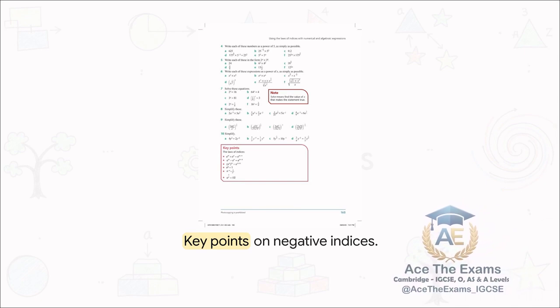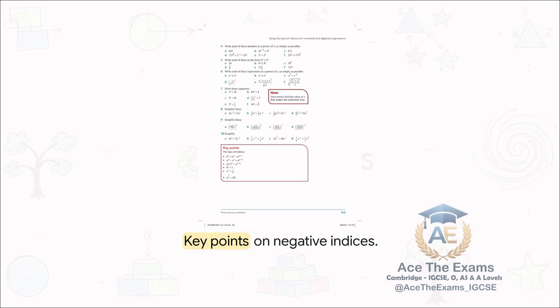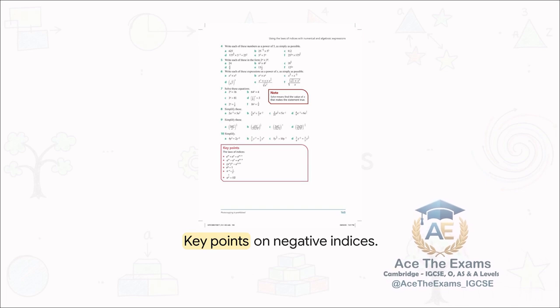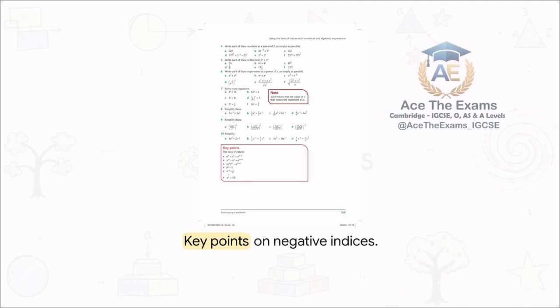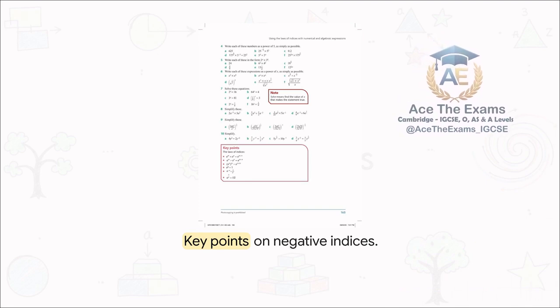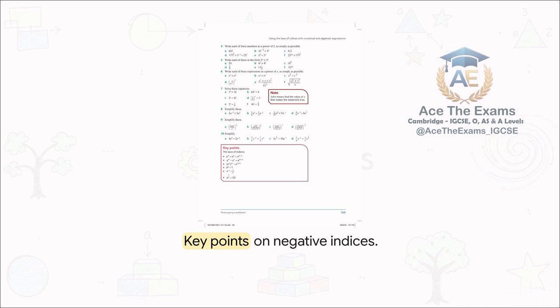It's not. That negative sign floating up in the air is simply a command word. It's an instruction telling you to find the reciprocal. So a to the power of negative n simply becomes 1 over a to the power of positive n. It just flips it upside down.